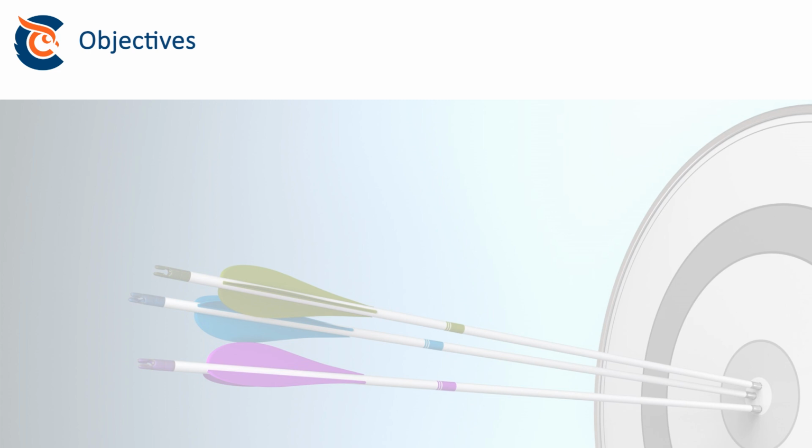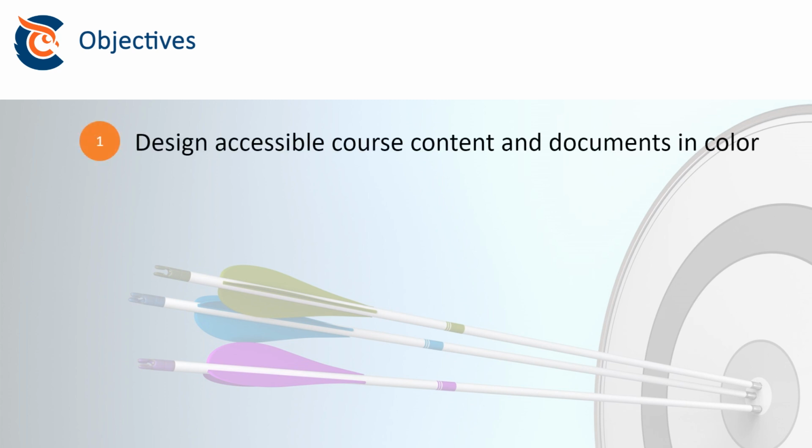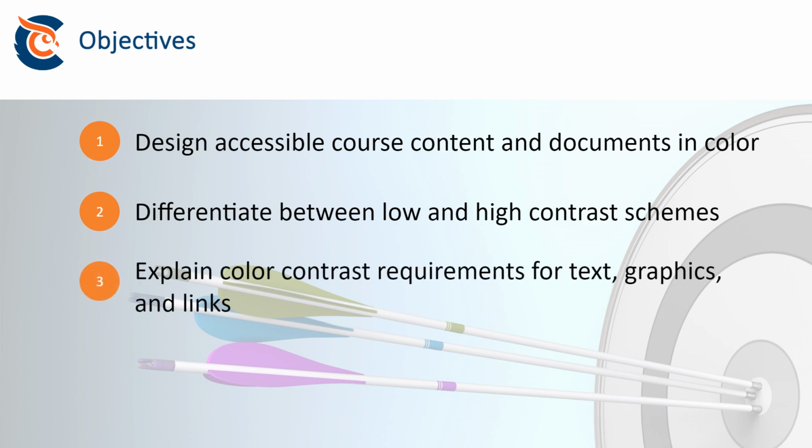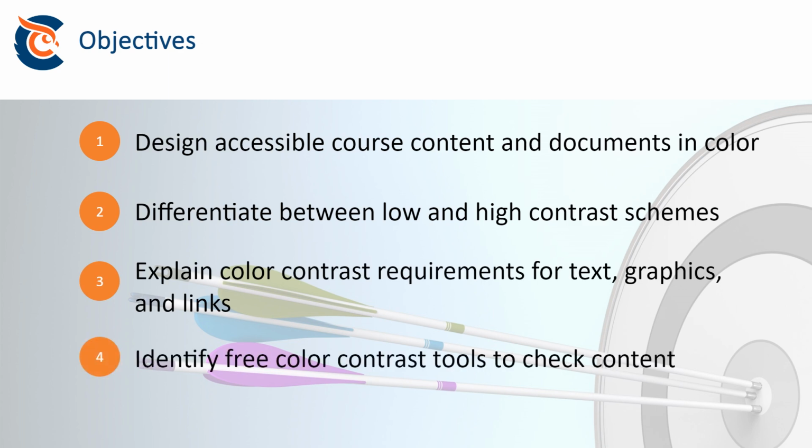By the end of this video, you will be able to design accessible course content and documents properly when using color. Differentiate between low and high contrast color schemes. Explain the color contrast requirements for text, graphics, and links. And finally, identify and use free color contrast tools to check your course content and documents for accessible color usage.